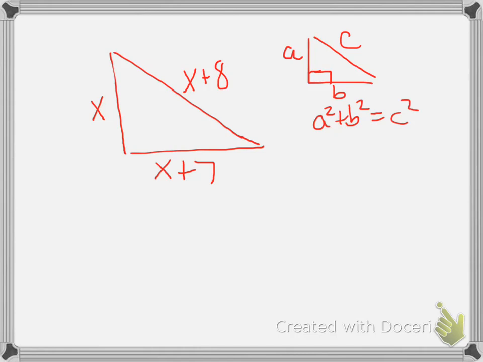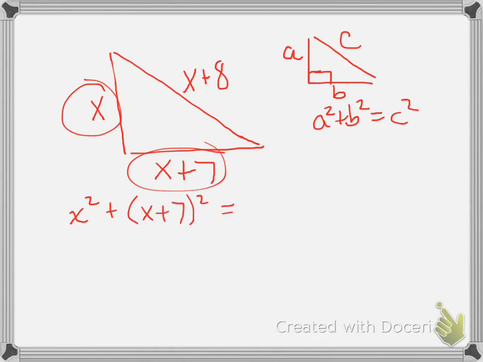So they're using that with factoring and trinomials. You can see that this would be a and this would be b. If I slide that in, x squared plus (x plus 7) squared is going to equal (x plus 8) squared. Now that you know how to factor and to FOIL, you can solve for x.